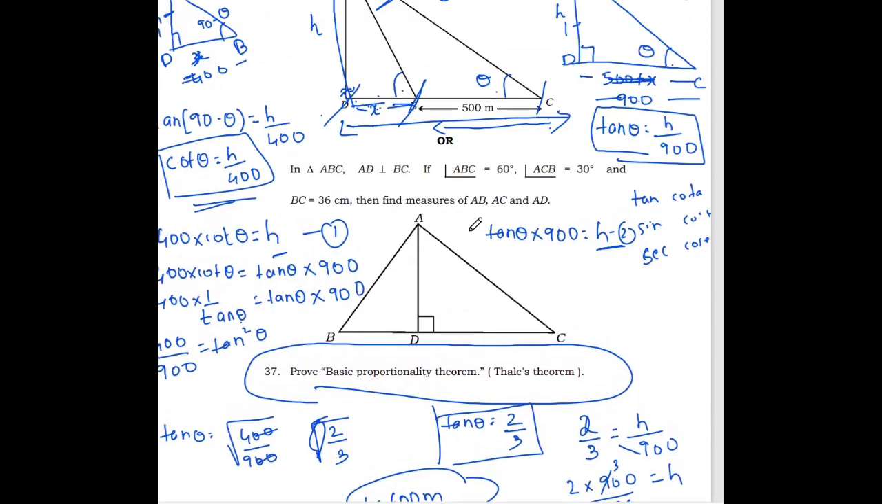So now quickly we'll go to the next problem. It is very simple. If you ask me, I'll just draw the triangle again, ABC. There is one more triangle here, it is D.